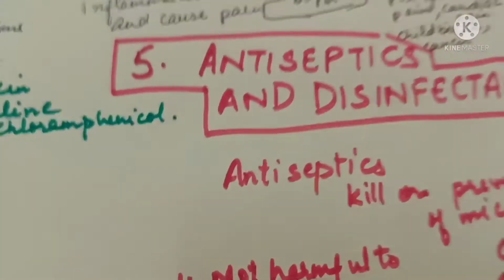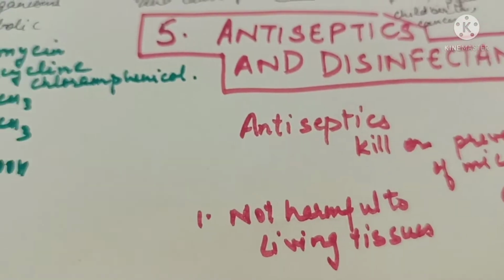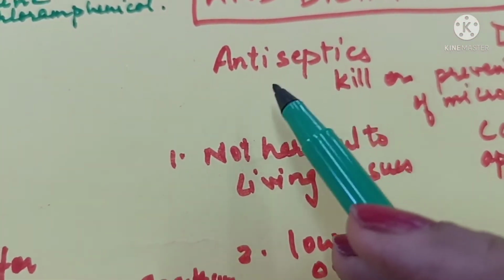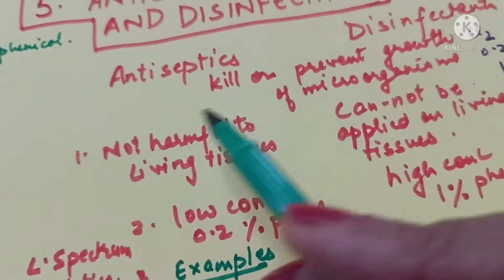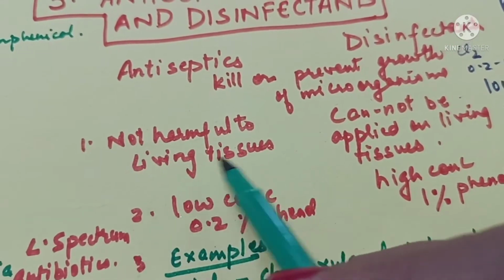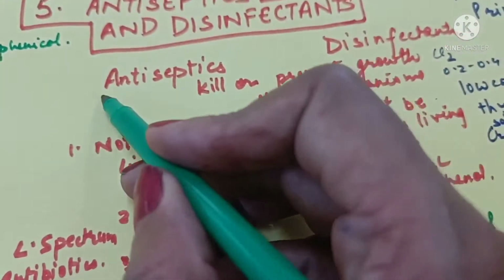Next category is antiseptics and disinfectants. So, when a chemical substance is used to kill or prevent the growth of microorganism, but it can be applied on living tissues because it's not harmful to living tissues, then it is called antiseptic.